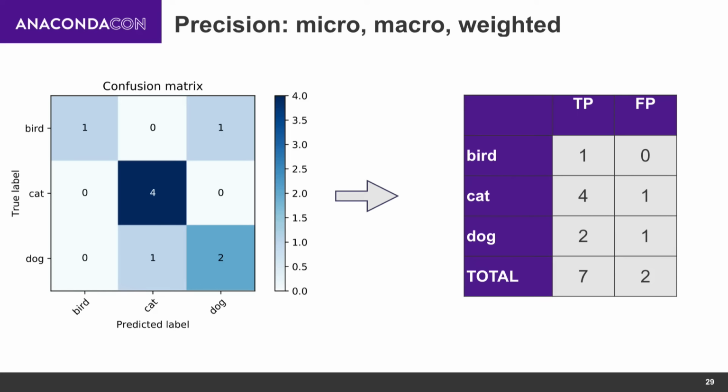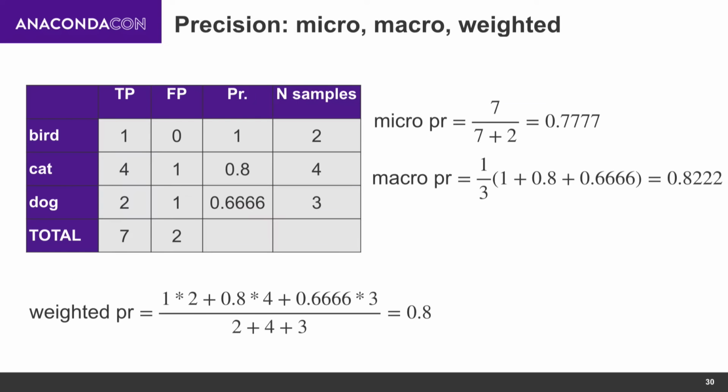We're going to calculate the totals as well. Now, to get the macro and weighted average, we're going to add the number of samples here as a column, and micro precision is going to be calculated by just using the total numbers.